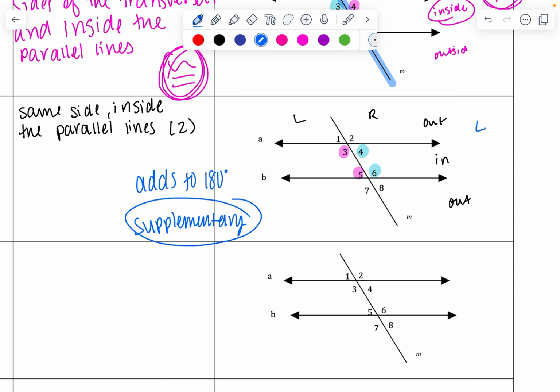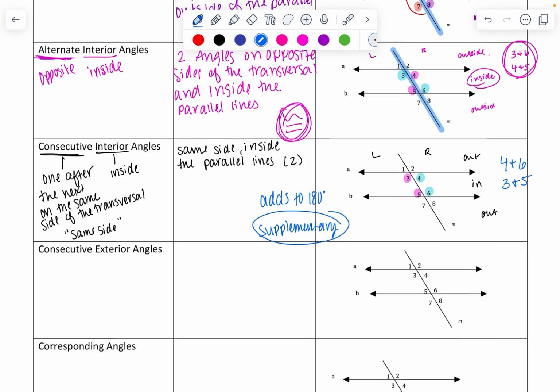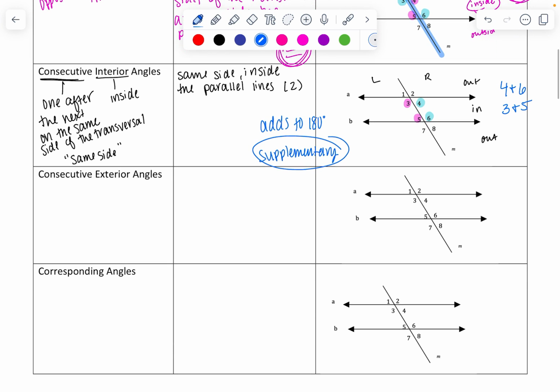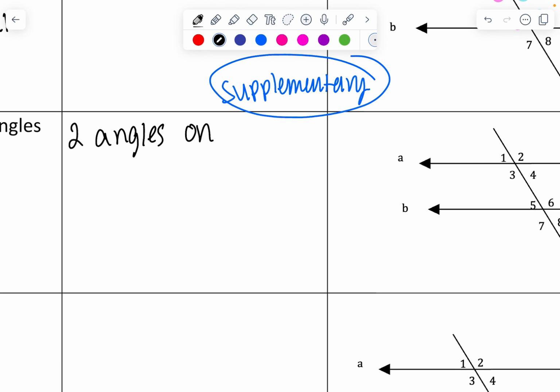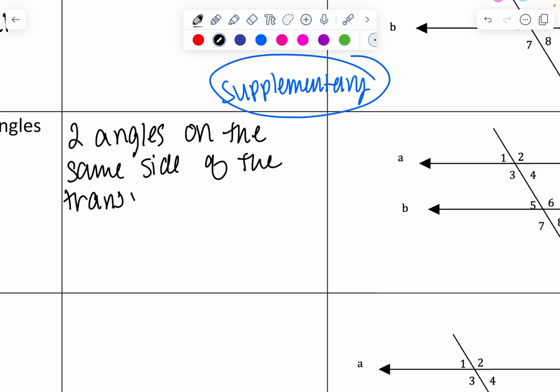Okay, so again, if you don't have colors, just off the side, say 4 and 6, and then 3 and 5, so you know you could reference back as to what these are. Okay, so consecutive exterior angles, same idea as consecutive interiors, but these guys are going to be 2 angles on the same side of the transversal. And this time outside the parallel lines.